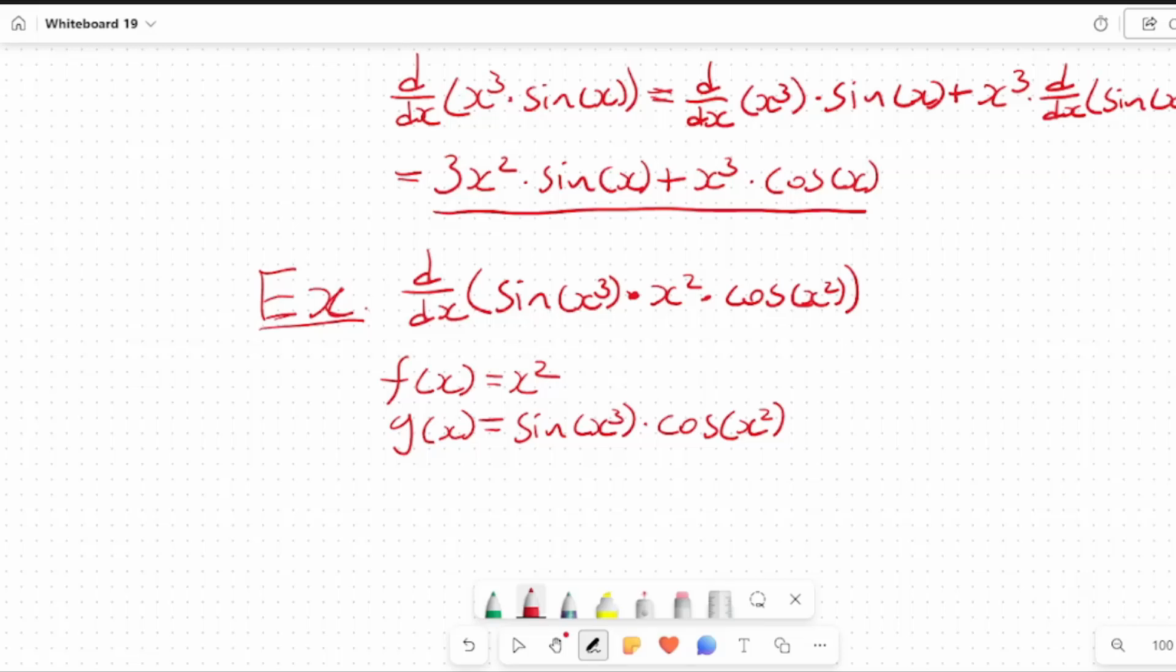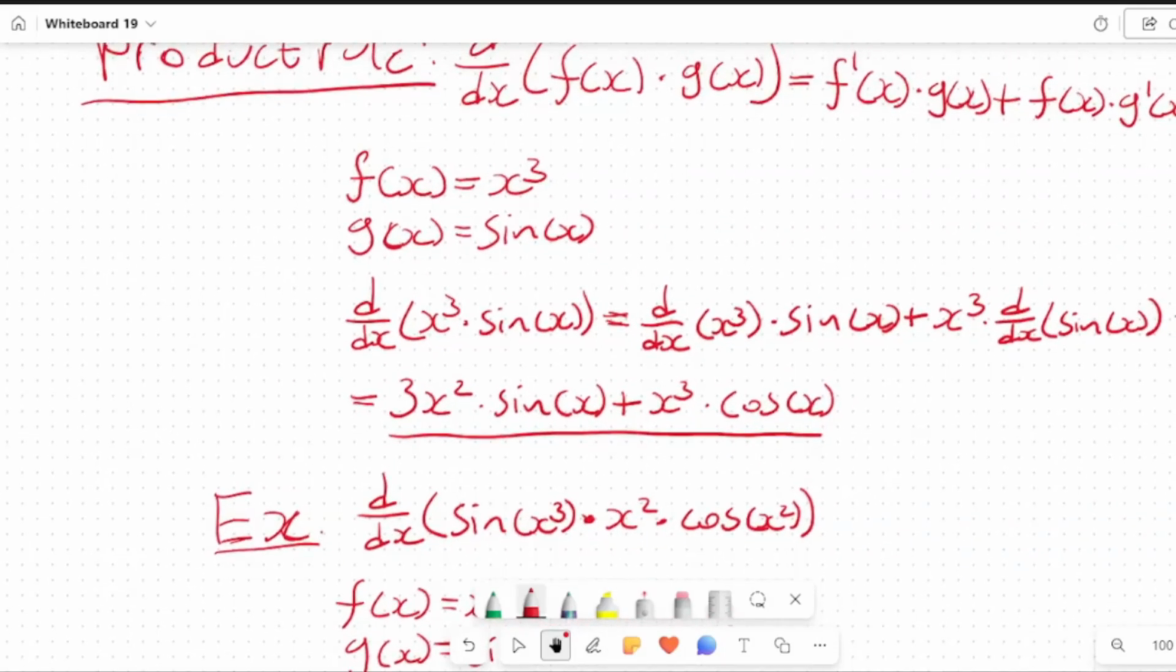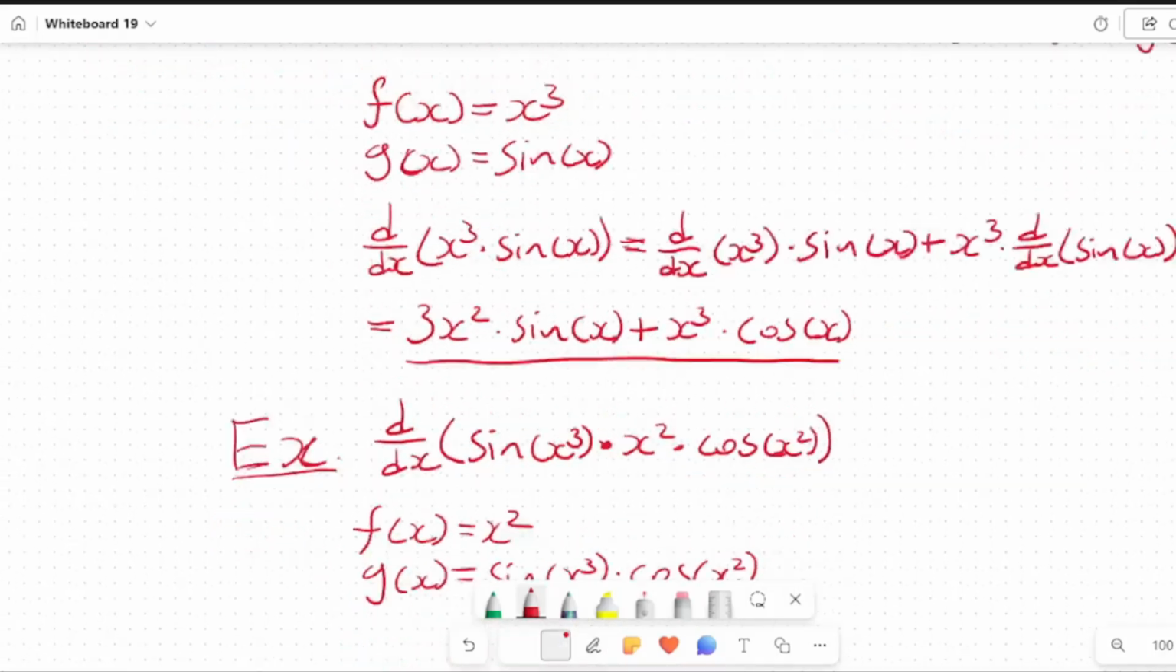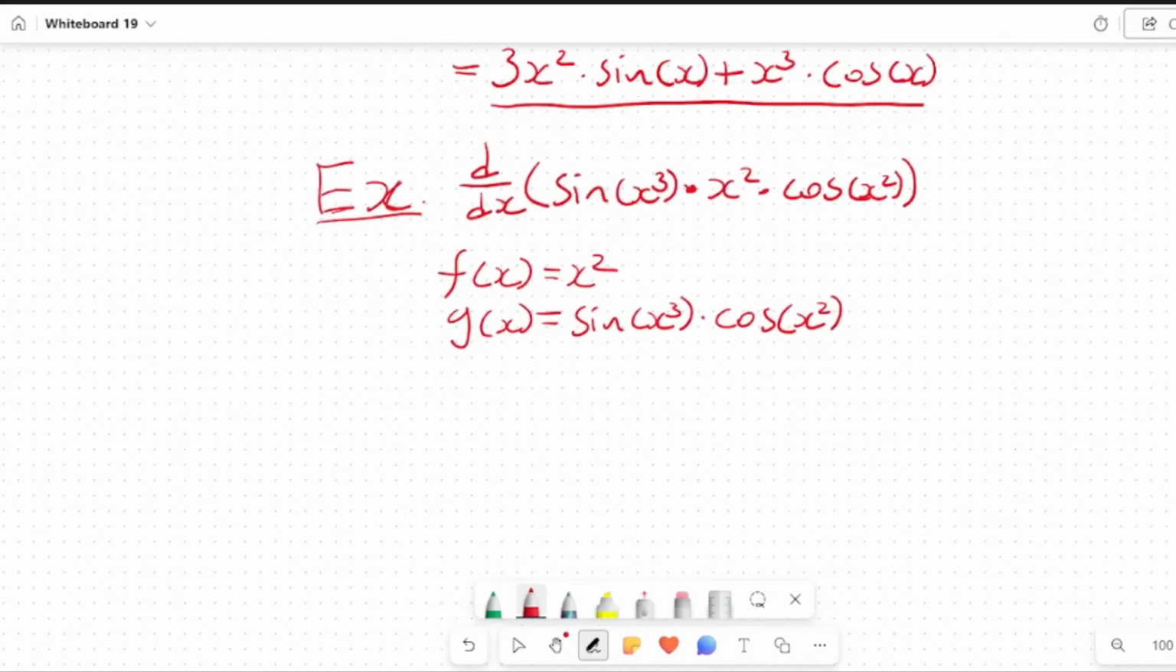So now I can actually use the product rule here, because we essentially just have two terms that are multiplied together. So it's just going to be, let's say, f prime of x times g of x plus f of x times g prime of x.